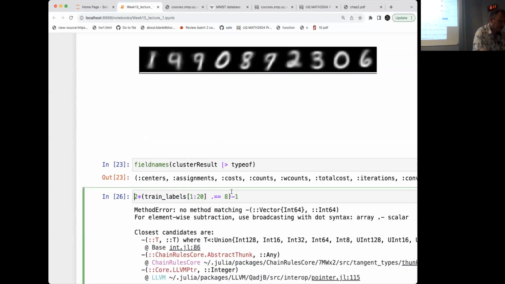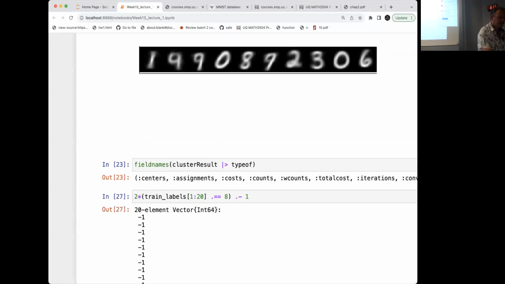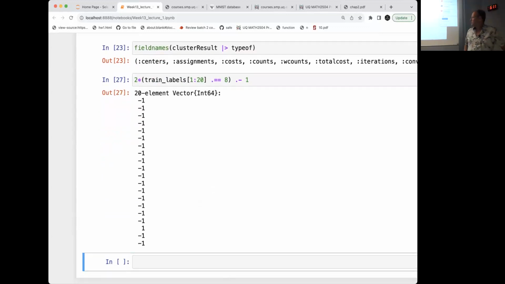That's not working because I need a dot minus, because Julia doesn't do minus for a vector and a scalar. Okay, so you see, all are negative examples, all are not 8, but only this one is an 8. Momentarily, I'm not going to deal with multi-class classification. I'm just going to do single class: is something a digit 8 or not? That's going to be part of our strategy for this supervised learning example that you'll see.